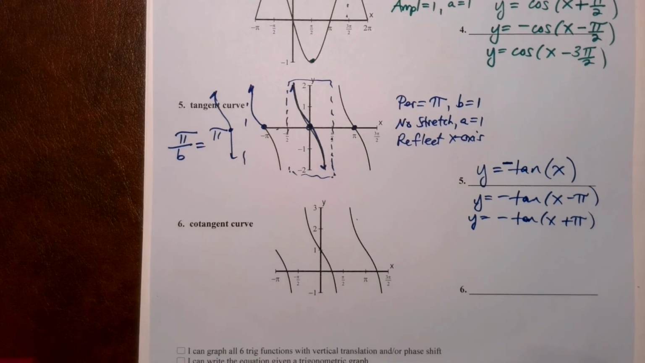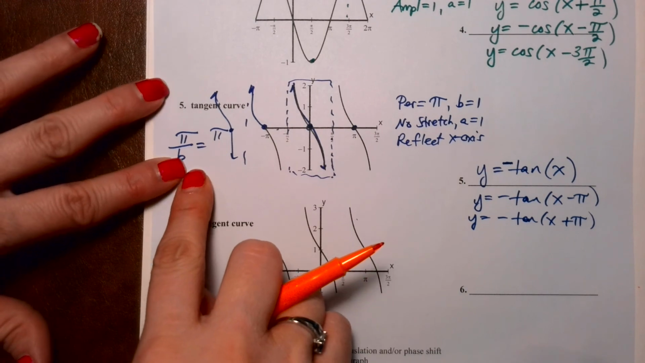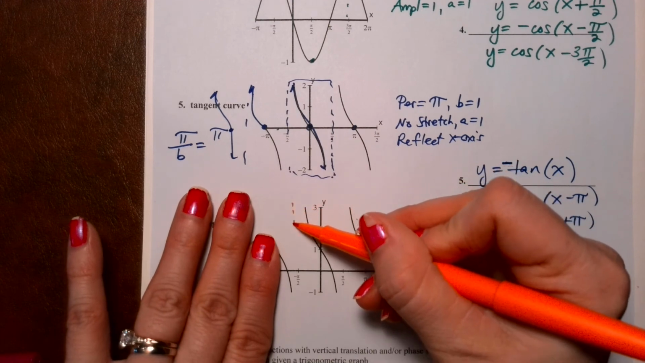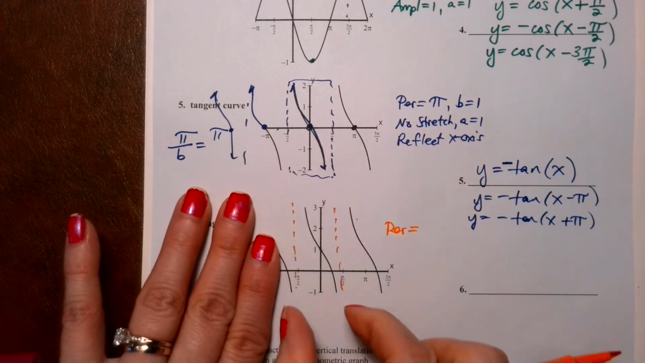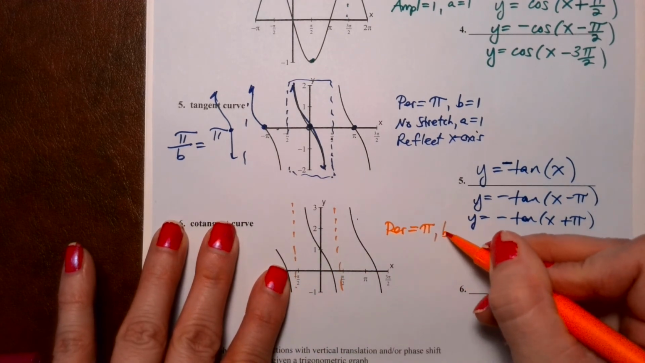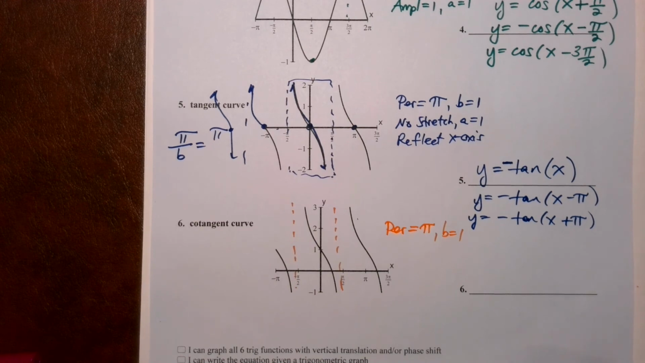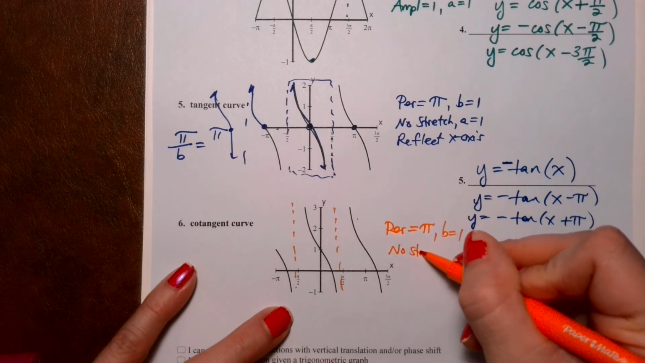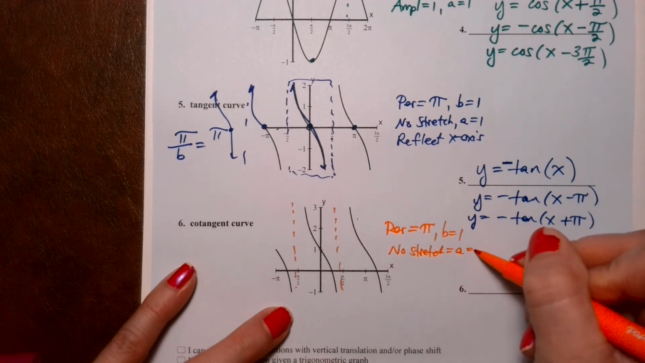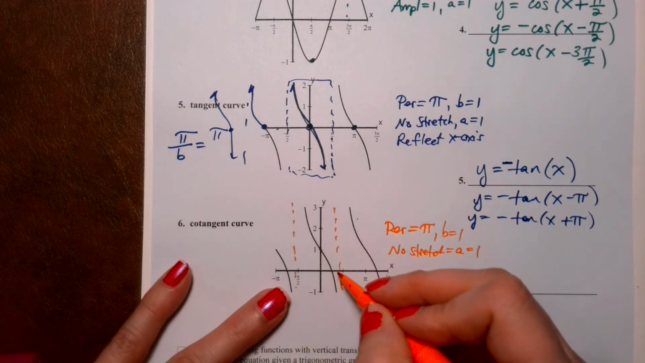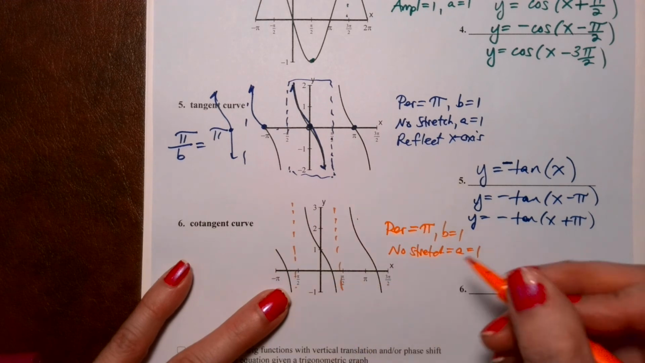Finally, cotangent. Cotangent has a very similar formula to tangent for the period. So let's take a look here. One period looks like it's going from negative pi over 2 to pi over 2, so that is a distance of pi. So the b value is going to be 1 again. There's no stretch. I'm never going to ask you to write an equation with stretch, because you just have to make it up. Is there any reflection? Nope, no reflection.